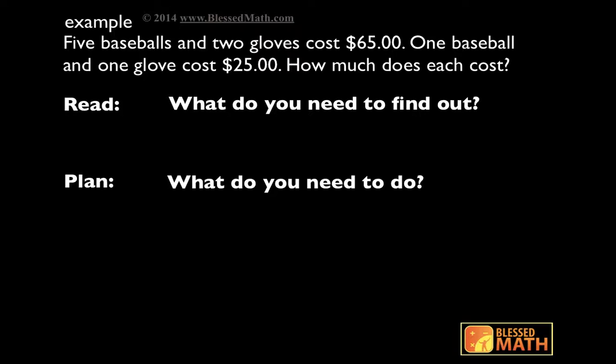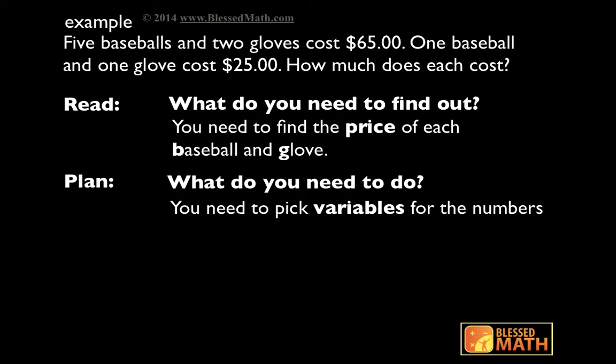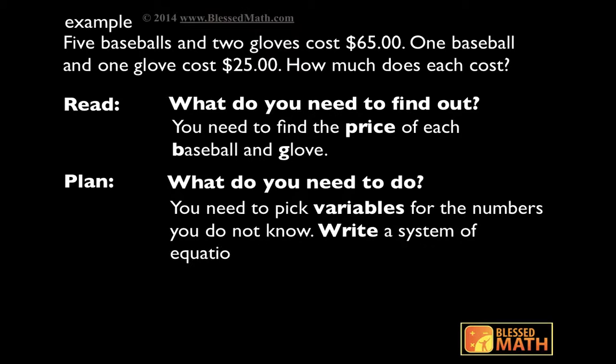So let's read. Let's see what we need to find out from this problem. Well, it's saying that we need to find the price of each baseball and each glove, which means we need to develop a plan. So what can we do to get there? Let's pick variables for the numbers that we do not know, and then we're going to write a system of equations to describe the problem that we're seeing right now, and then we're going to solve it.